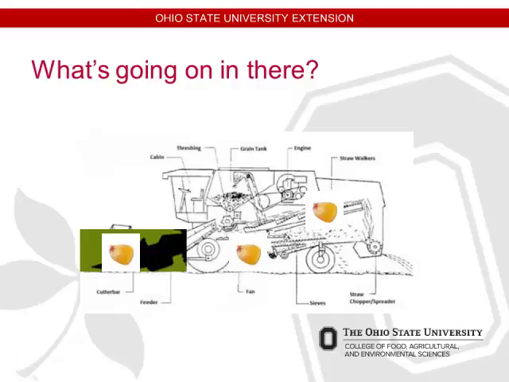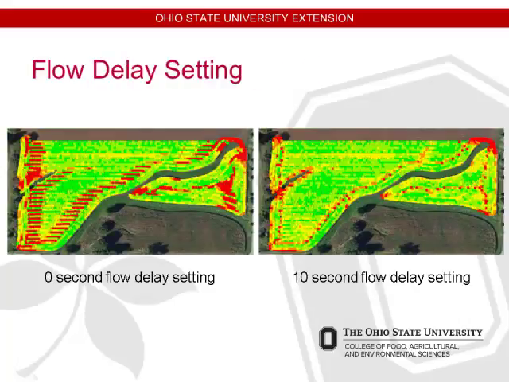There was a lot of time between when that corn entered the combine and when it left, right? That was probably a little faster than real time. So the way that we account for this when we're looking at our data is with our flow delay setting. So this is a yield map.